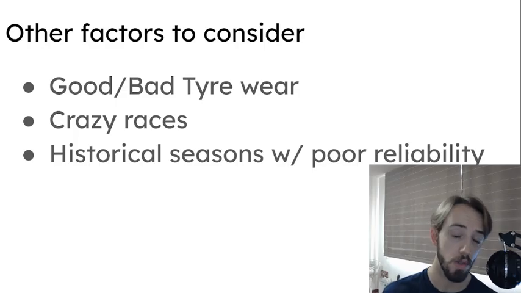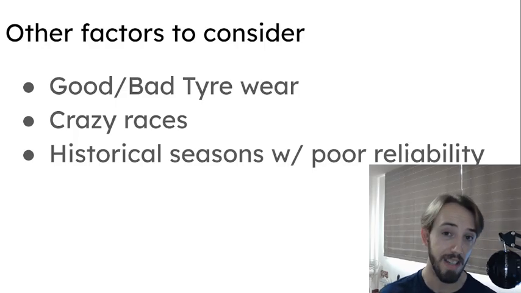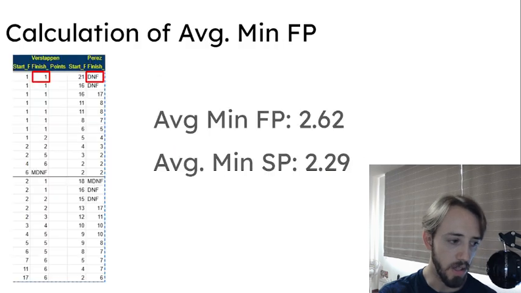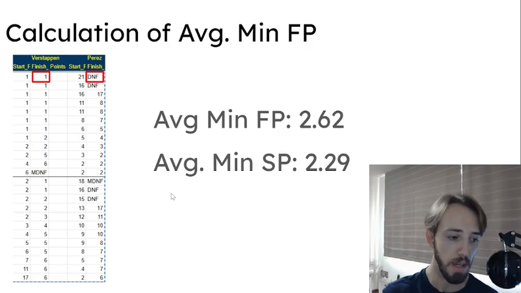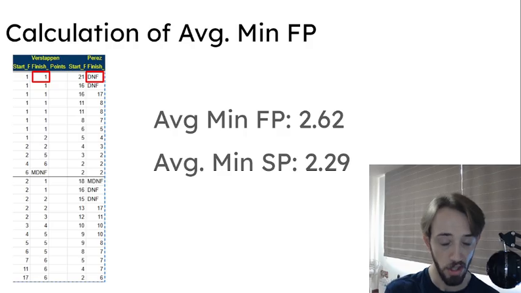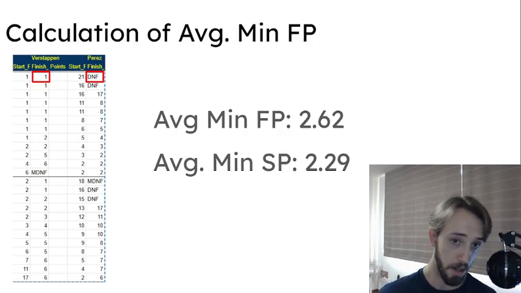If a car has really good tire wear or really bad tire wear, then that will obviously affect the calculations as well. So, for example, what I use as a proxy for this is the delta between the starting position and finishing position, and I feed that back into the equation, and that affects the equation result.